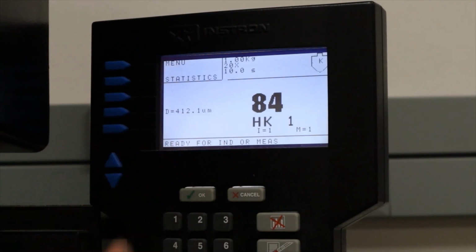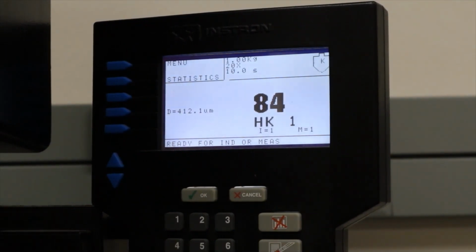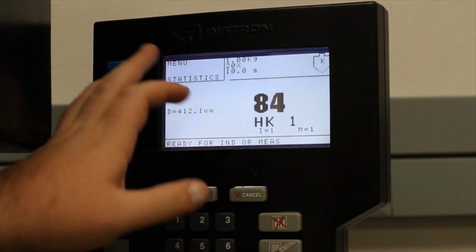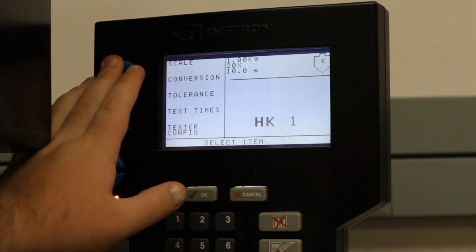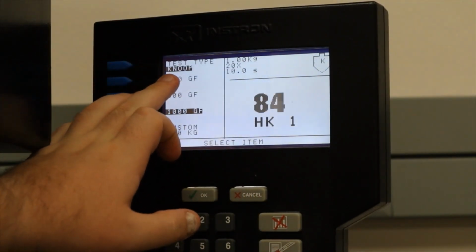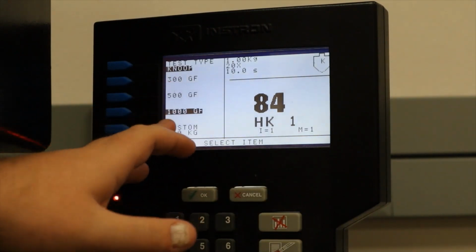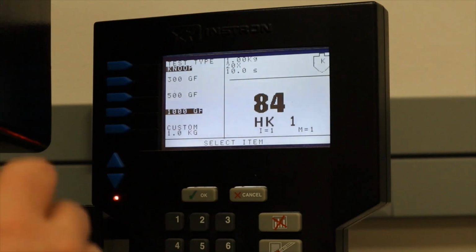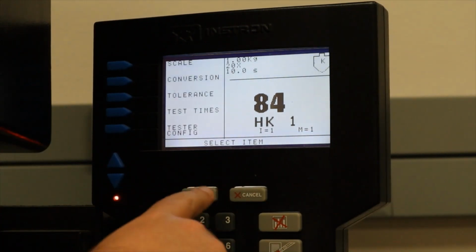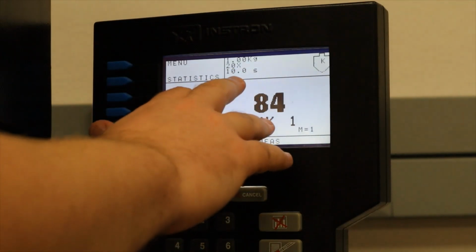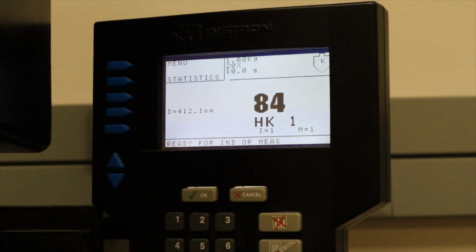See, this is a previous test of 84. You can hopefully see on the top we have switched to, if we go to menu, scale. So you can now see we have switched to a Knoop indenter, and we are indenting with 1,000 grams force, so 1 kilogram, the same as we did for our Vickers. And we are going to indent for 10 seconds, it says right here.